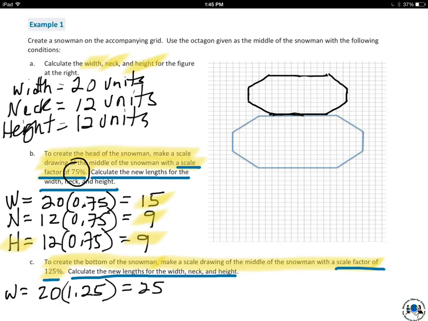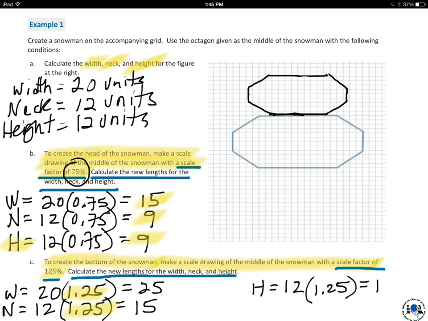Again, we're applying the scale factor of 1.25. So 20 times 1.25 is 25, so we're going to have it 25 units wide. The neck is going to be 15 units now, applying that same 1.25 scale factor, and the height is going to be 15 units high, again applying the 1.25 scale factor.